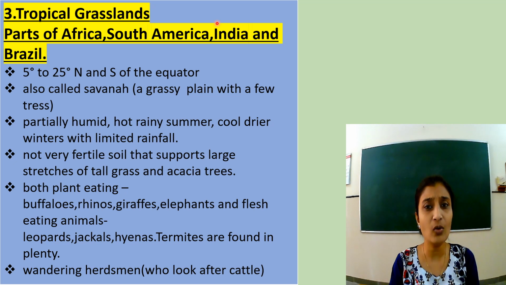Why were they called wandering herdsmen, children? Because as these areas do not get enough rain, they do not have much trees or grass for their animals. So they have to move from one place to another in search of grass for their cattle. Hence, they are called wandering herdsmen.